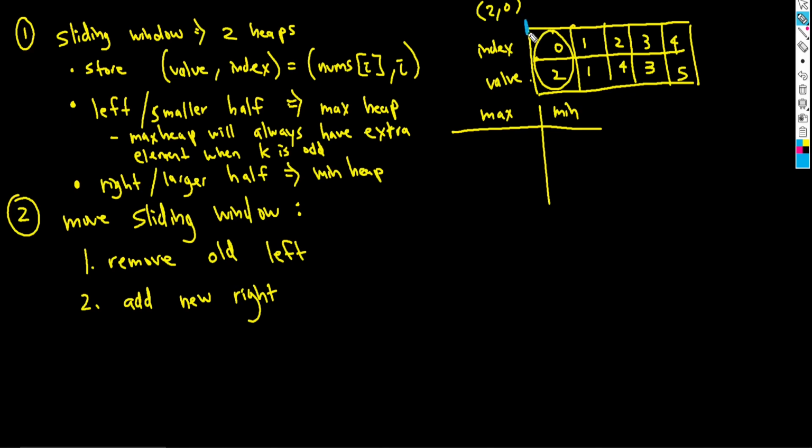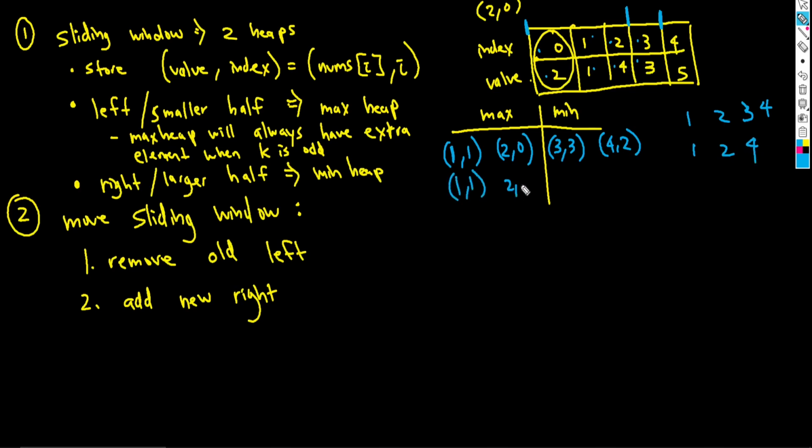Suppose that our sliding window is currently from the first element to the 4th element. That means we will store, and this in sorted order is 1, 2, 3, 4. So to store on our heaps, it will look like 1 is at 1, 2 is at 0, 3 is at 3, and 4 is at 2. If our sliding window has the first 3 elements, then it will look like 1, 2, 4. 1 is at 1, 2 is at 0, and 4 is at 2.